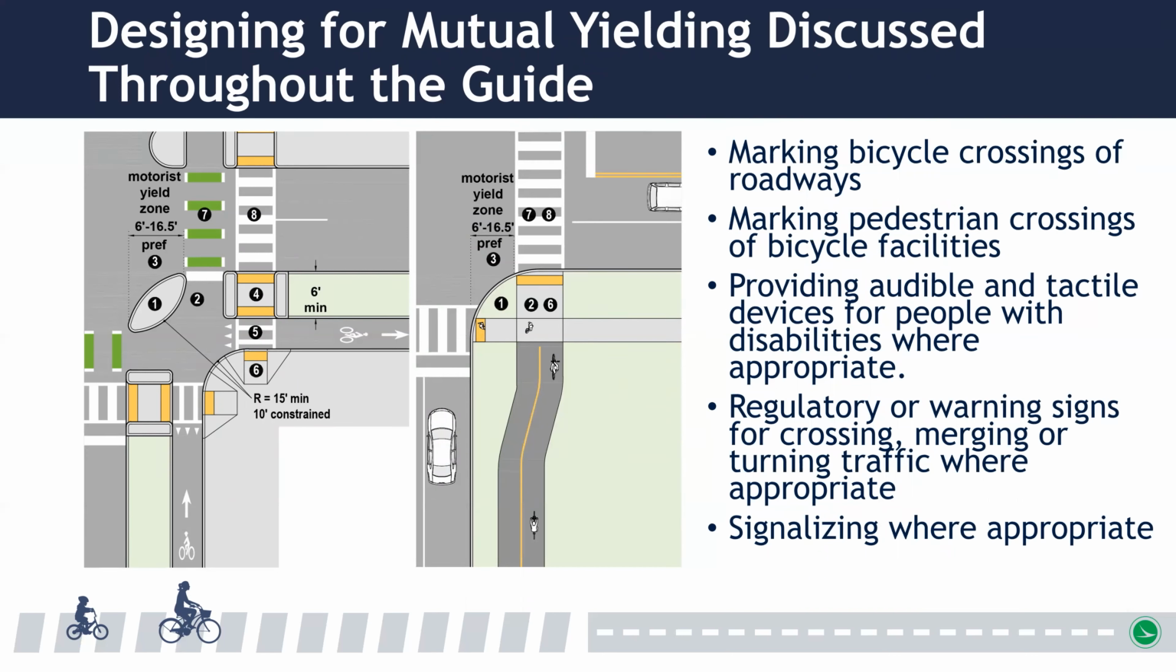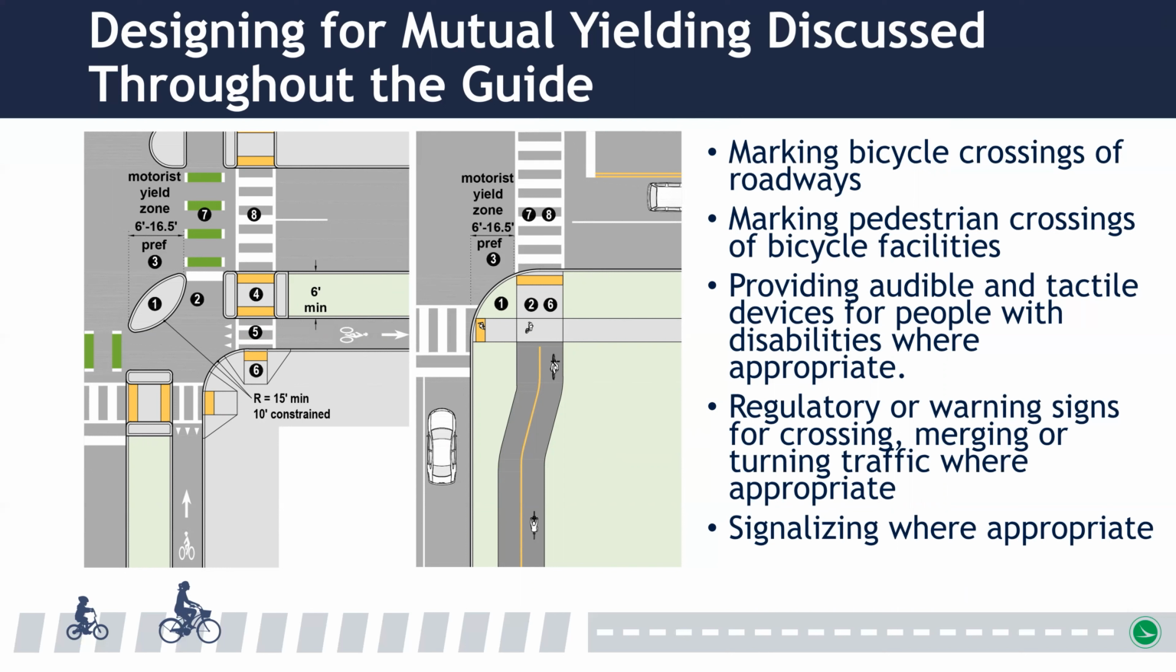Communicating who has the right of way at an intersection is a very important traffic engineering concept. Bicyclists, pedestrians, and motorists should be provided with the cues and treatments that both clearly establish which user has the right of way and consistently communicate expected behavior.